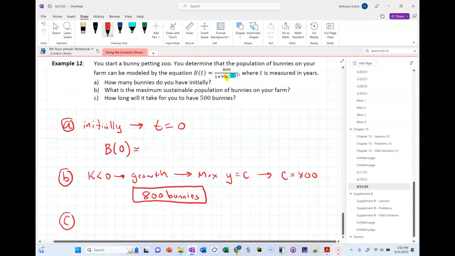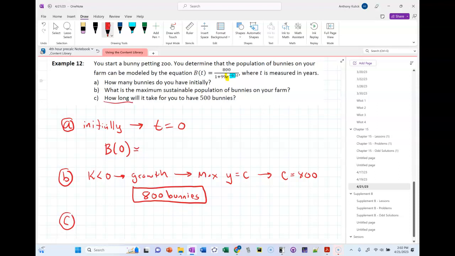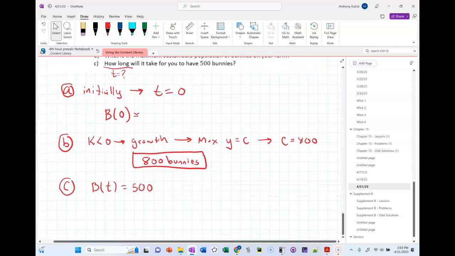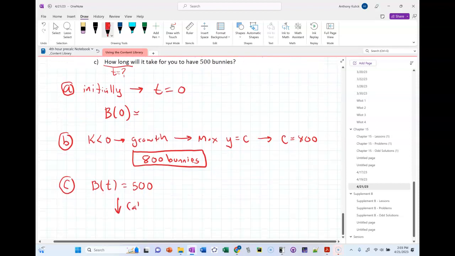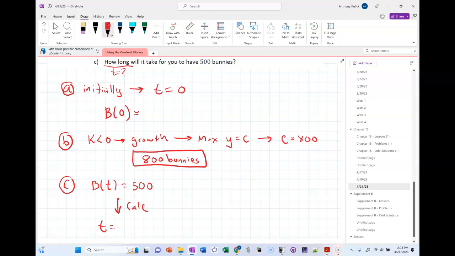And the last one says, how long, so we're looking for a T there, because T is time, will it take for you to have 500 bunnies? Well, I'm just going to be solving B of T equal to 500. How am I going to do that? Once again, just going to type it into my calculator and let the calculator do the heavy lifting there.